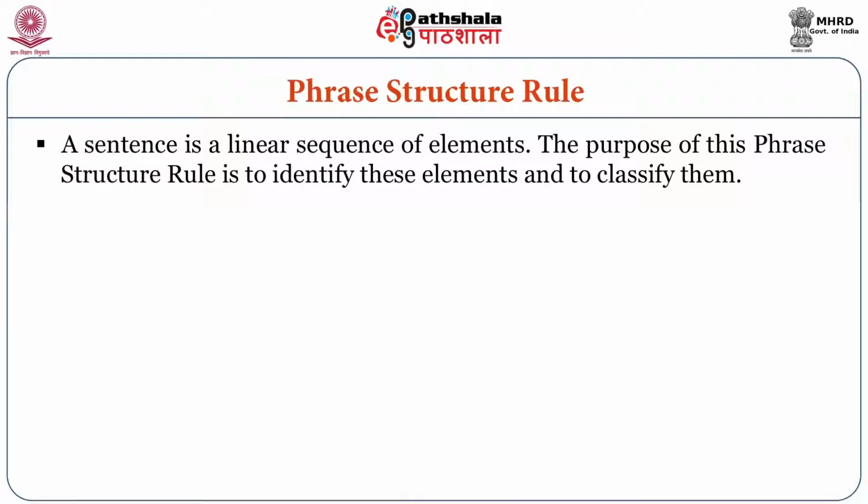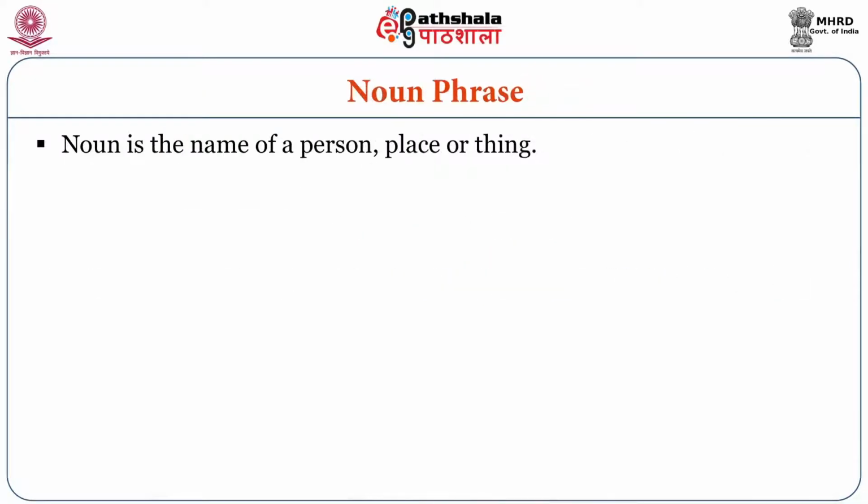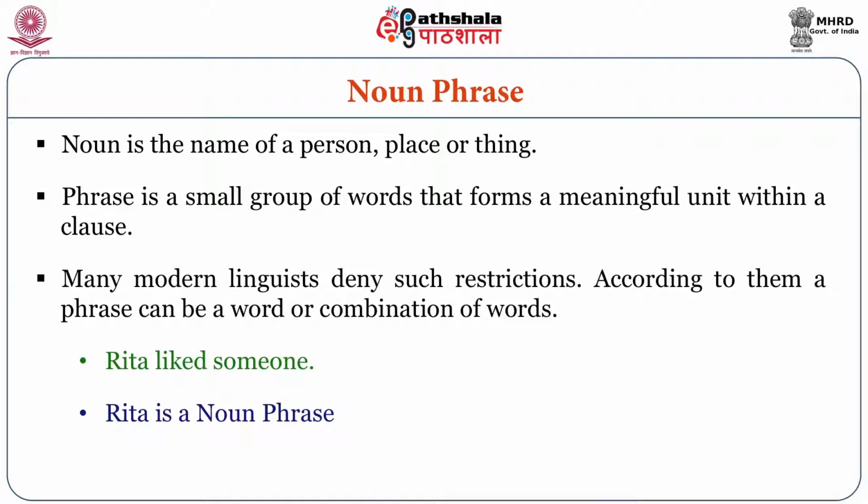A sentence is a linear sequence of elements. The purpose of this phrase structure rule is to identify these elements and to classify them. In a sentence, we have a noun phrase and a verb phrase. A sentence consists of a noun phrase and verb phrase both. Noun, as we said, is a name of a person, place, or thing, and phrase is a small group of words having a meaningful unit within a clause. So, just as we say that Rita liked someone, Rita is a noun phrase over here.